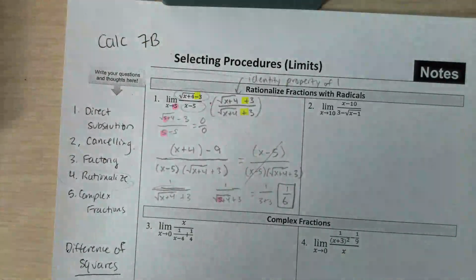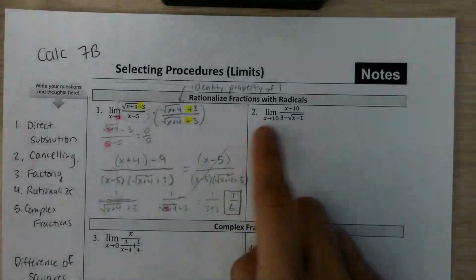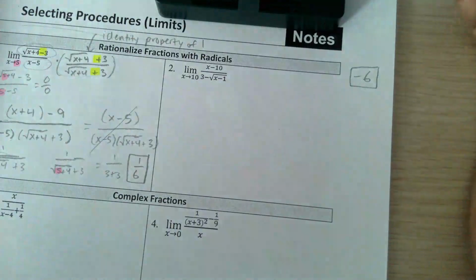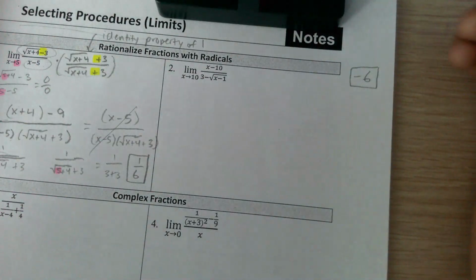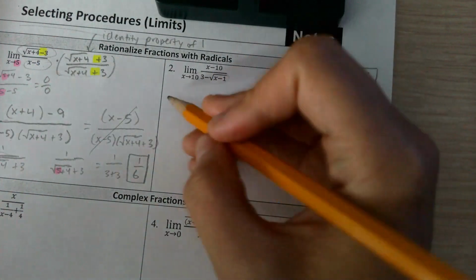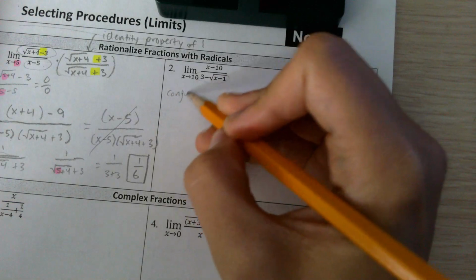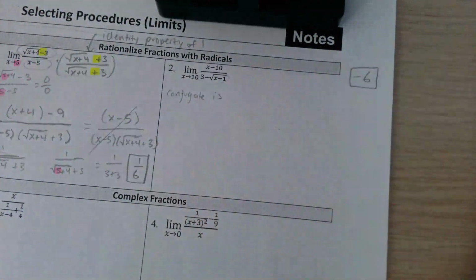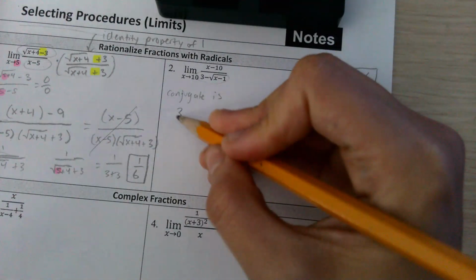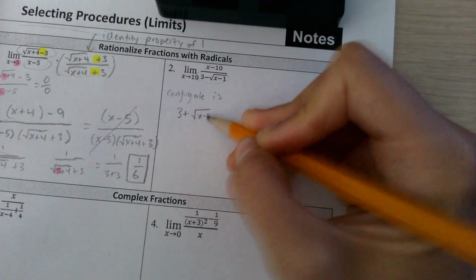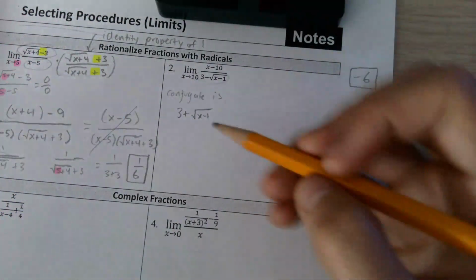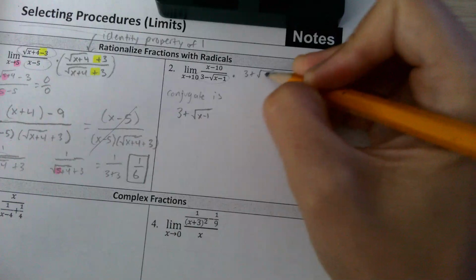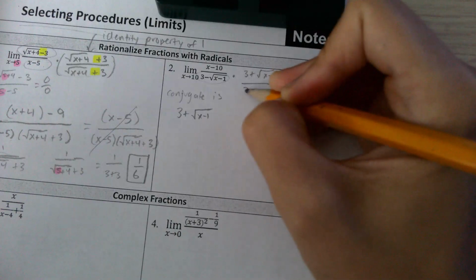Alright, so I want you to, with your table, work on number 2 and see if you can figure it out. Okay, so for this, we want to get rid of this guy, so our conjugate is 3 plus the square root of x minus 1. So we're going to multiply the top and bottom by 3 plus square root x minus 1.